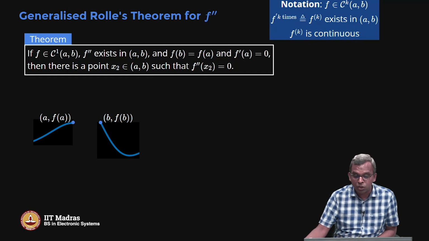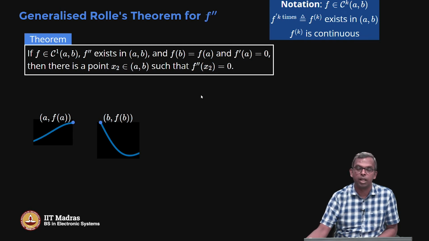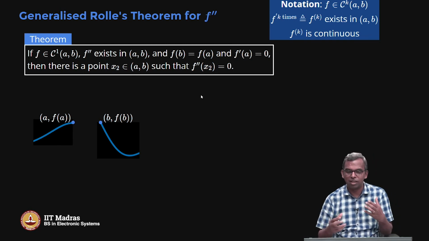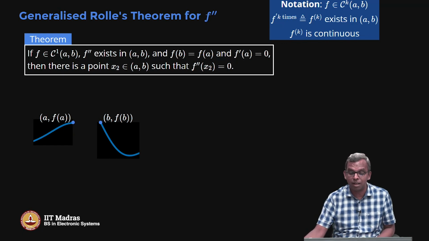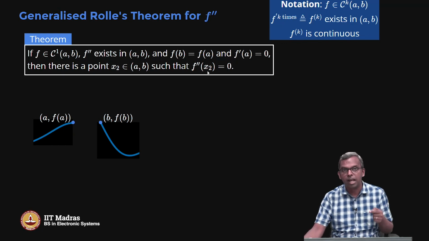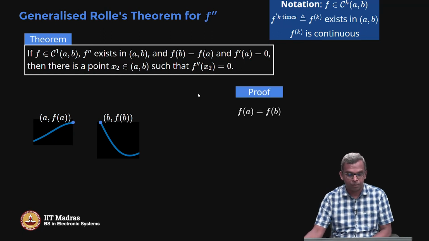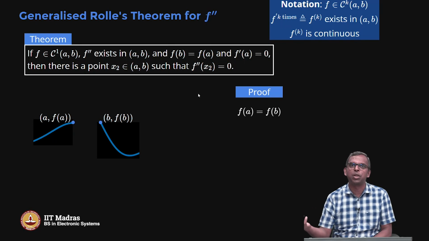So what happens if these two points are true? F of b equals f of a, just like before, and f prime of a is 0. Then it turns out there is a point x2 in AB such that f double prime of x2 equals 0. Notice how this additional condition is required here, but then I get this additional guarantee: f double prime of x2 is 0. So let me illustrate this for you, and along with the illustration we'll do the proof also.